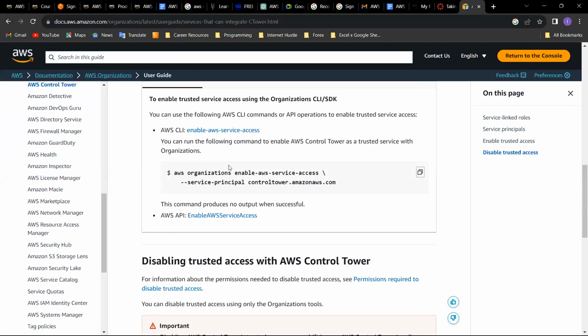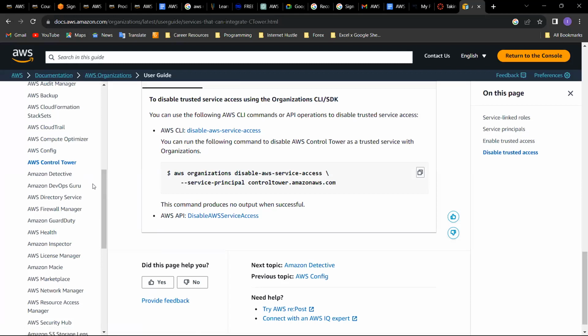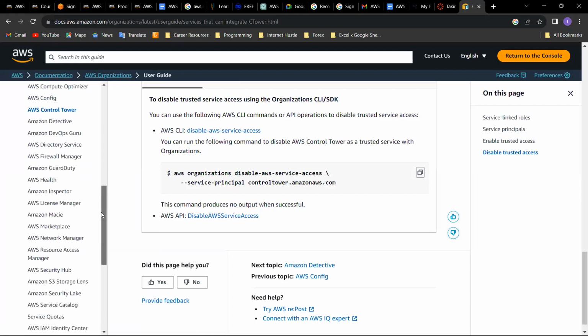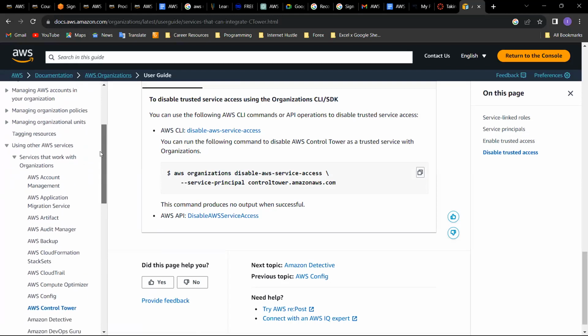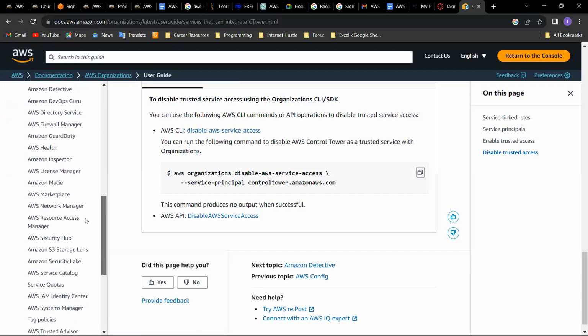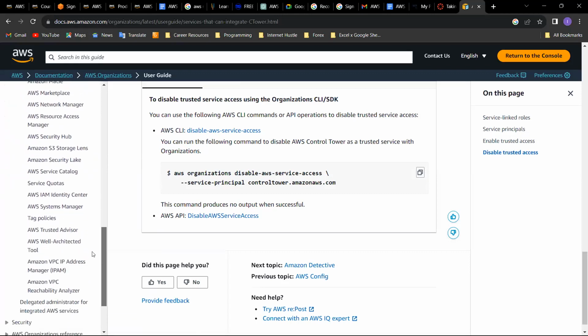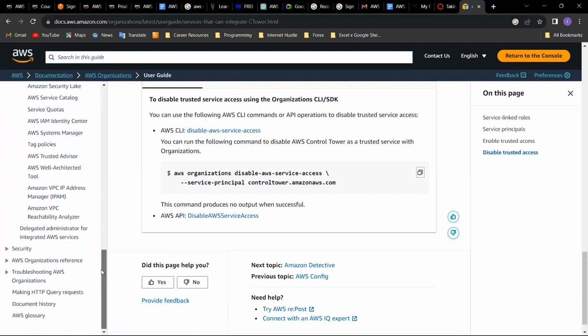Control Tower offers a straightforward way to set up and govern an AWS multi-account environment. And also the AWS Control Tower orchestration extends the capabilities of AWS Organizations. So what are the use cases for AWS Organizations as a service? Account management, application, massive VPC. The Control Tower is under the Organization.